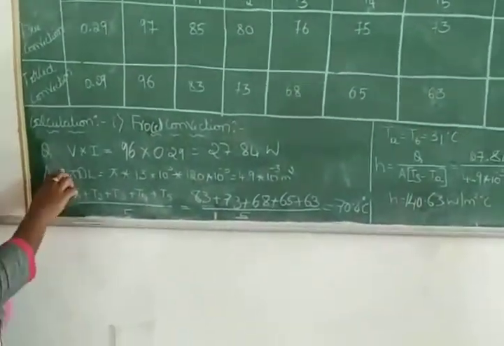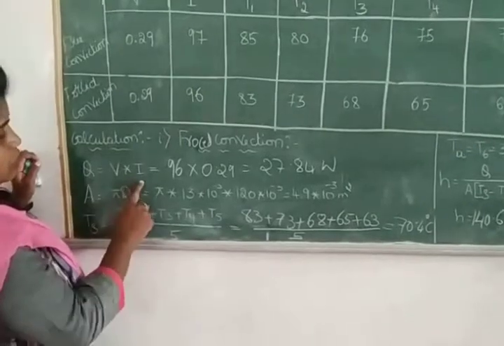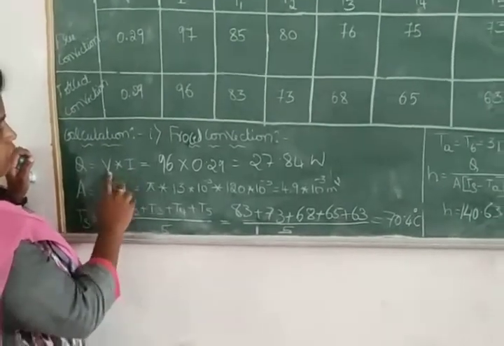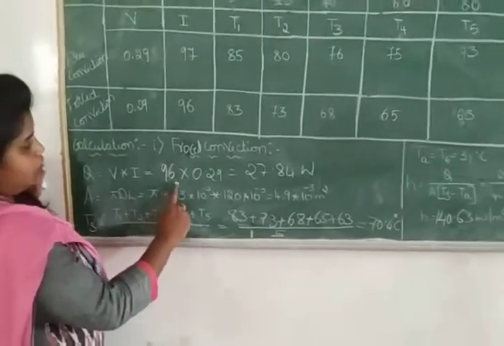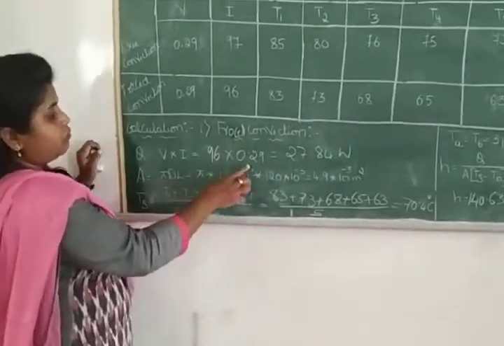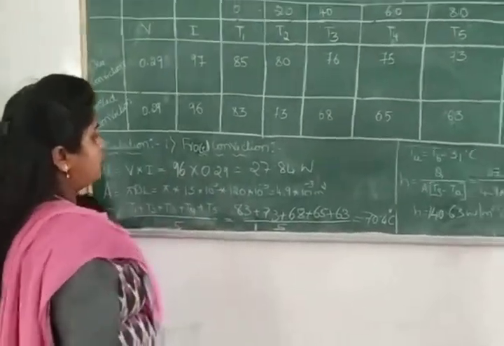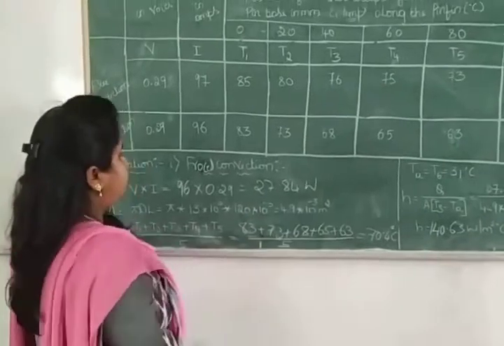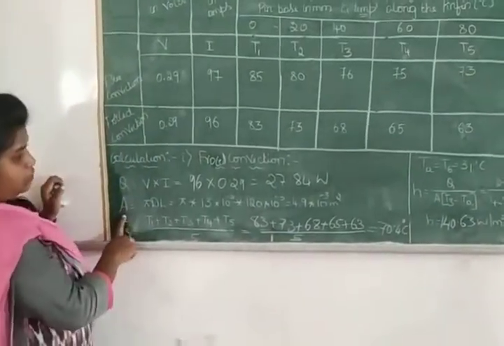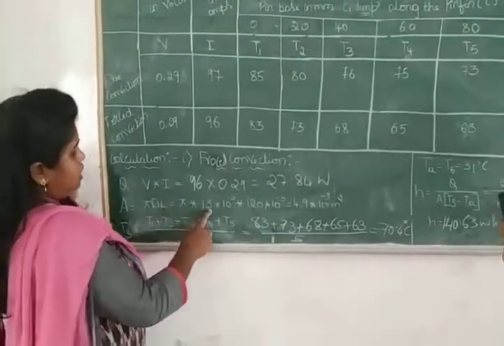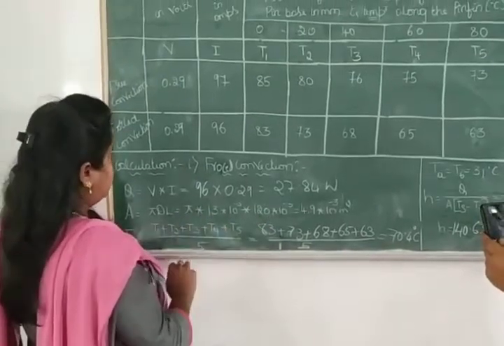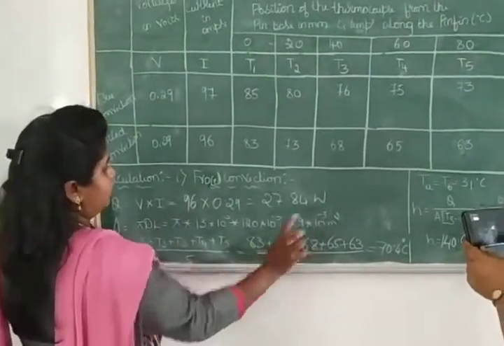The formula again remains the same. In order to find the value of Q, we have V into I. V is 0.29 and I is 96. We are getting 27.84 watts. Again the area remains the same because the diameter is constant and the length is constant. We are getting 4.9 into 10 power minus 3.